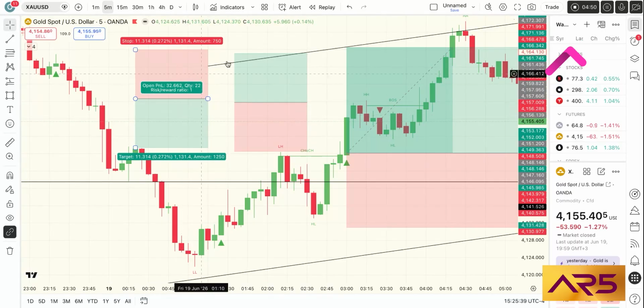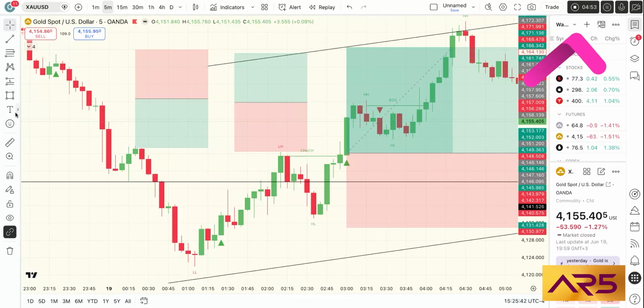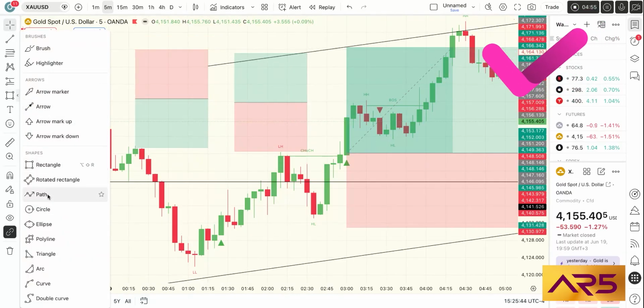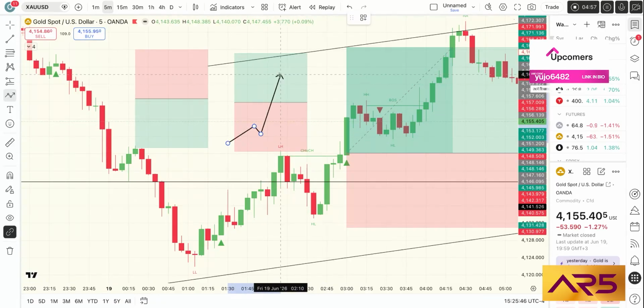So now you have two options. Here you have a short, here you have a long. What a long means is price essentially is looking to go up.